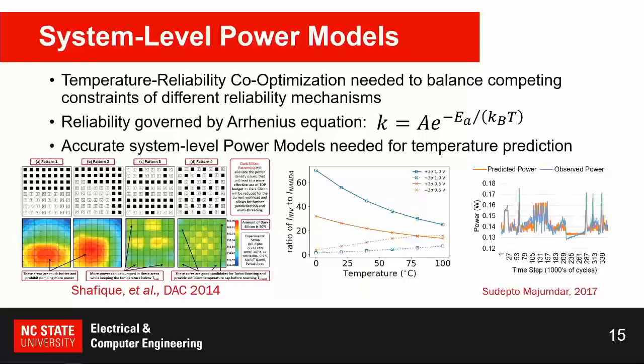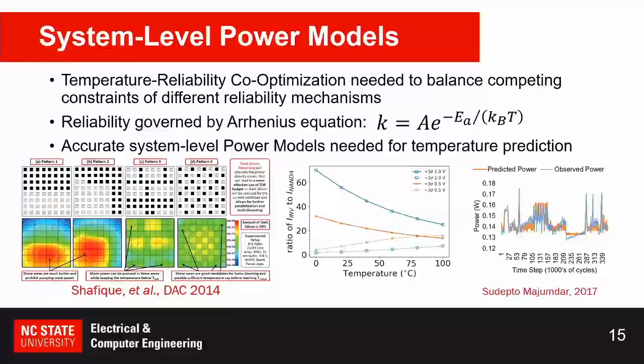But where I'm coming at this from is the problem that all of the research that's out there in temperature reliability co-optimization is based on unreliable power models. And the problem with that is that if your power model is unreliable, then I think your co-optimization is also going to be unreliable. The reasons for that, I've just got two images here that illustrate why they're unreliable. The first, in the middle there, shows how the leakage power estimates are unreliable.